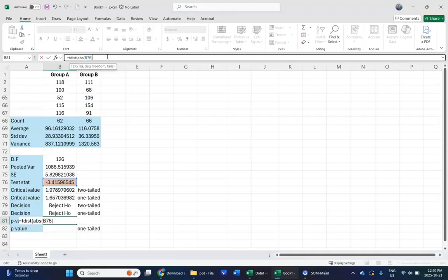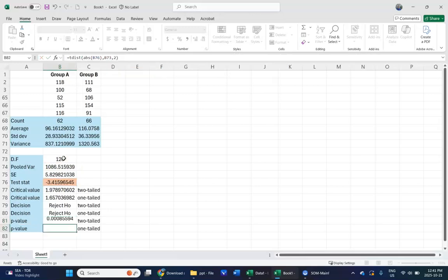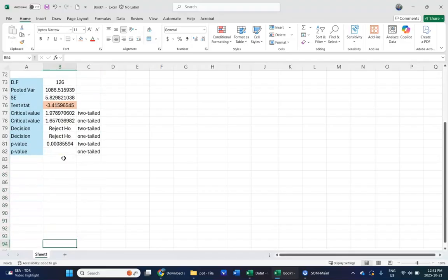We could have just typed in there T.DIST bracket 3.41596, degrees of freedom, we have that calculated, and we want a p-value for a two-tailed test. There's a p-value. Our decision rule, once again for a p-value approach, is to reject the null hypothesis if the p-value is less than alpha. The p-value is really small. It's less than alpha. We will make the same decision to reject the null hypothesis.